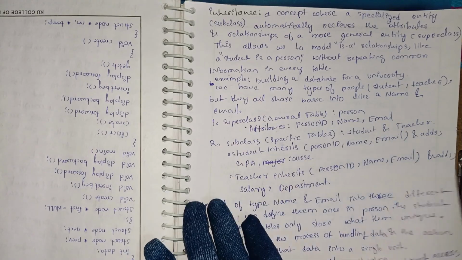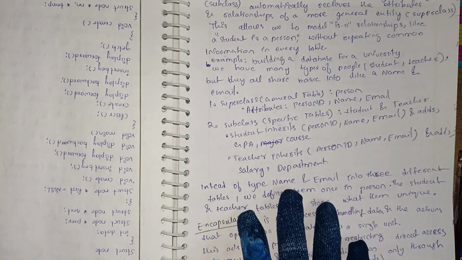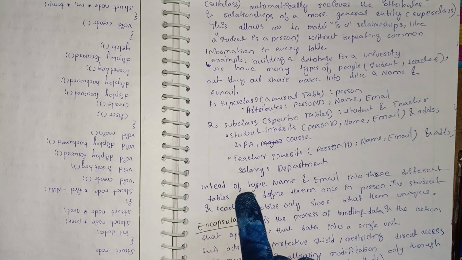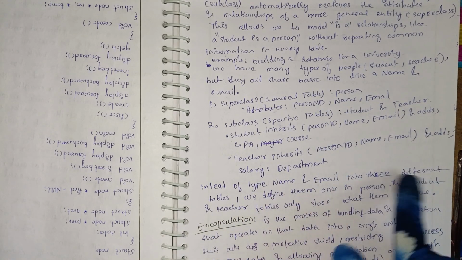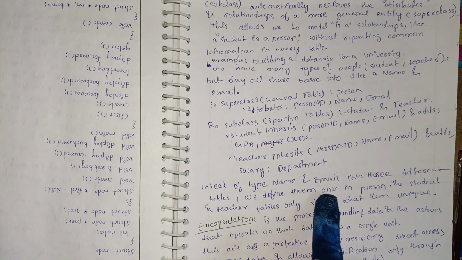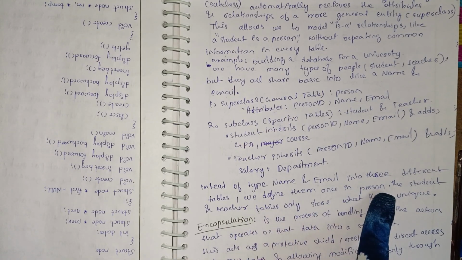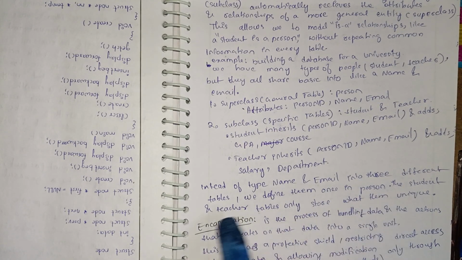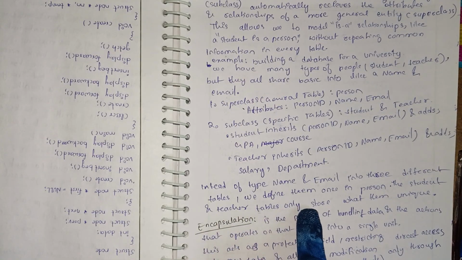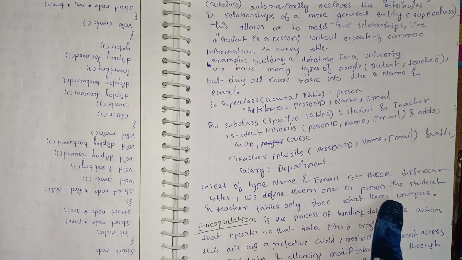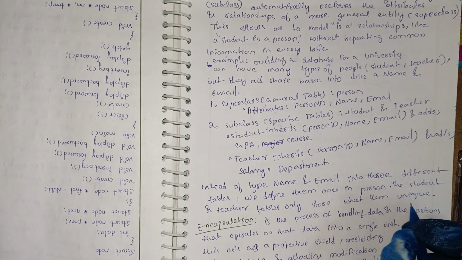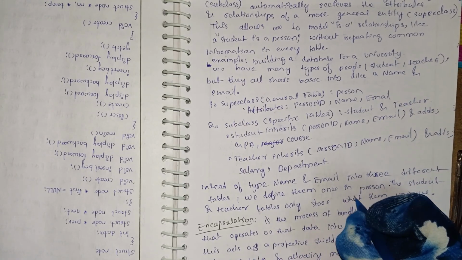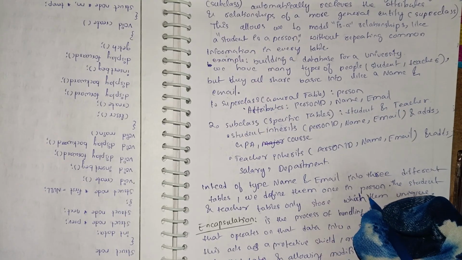Okay, so instead of typing name and email into three different tables, we define them once in the person table. Okay, the student and teacher tables only store what makes them unique.